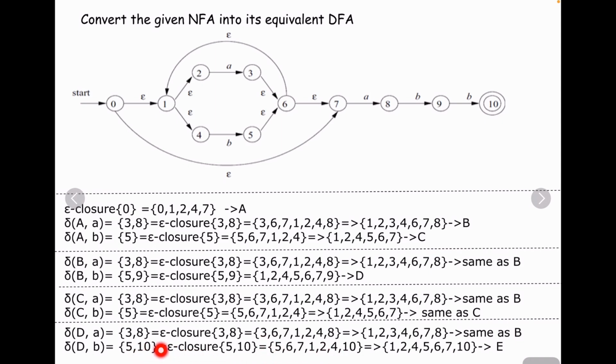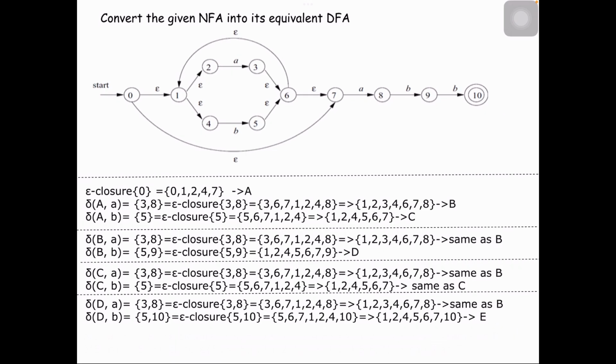Then what is the e-closure of 10? The e-closure of 10 will not go to any of the states, that itself, right? 10 is added. So this will be the new combination 1 2 4 5 6 7 10, which is not similar to any of the previous states A, B, C, D, right? You have to give one more name for that. Okay, so D is over.